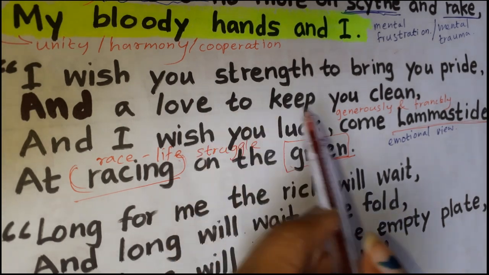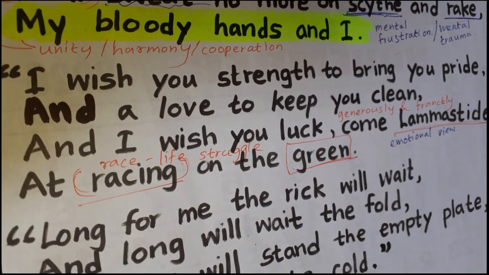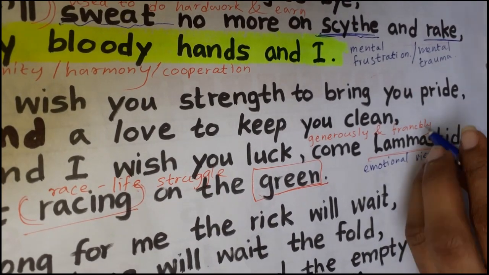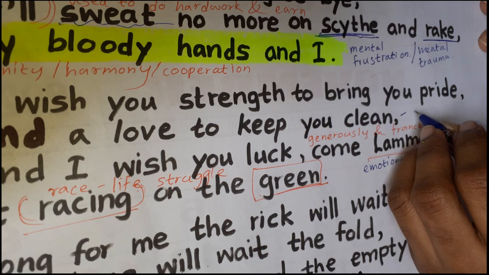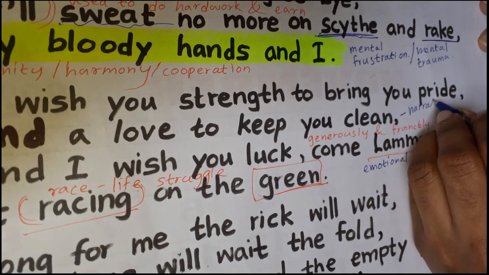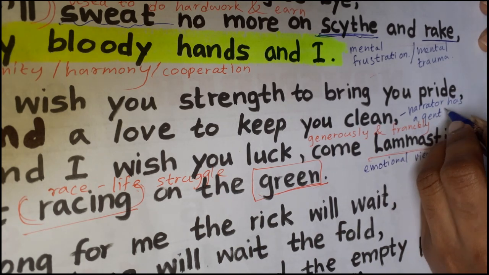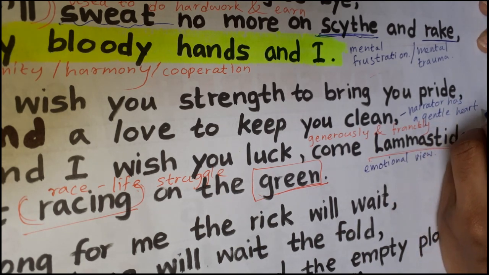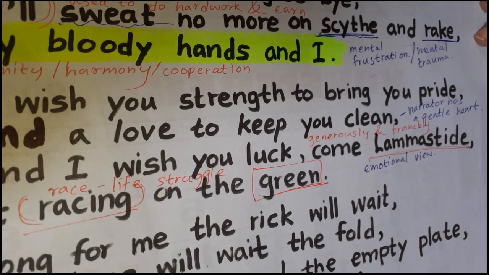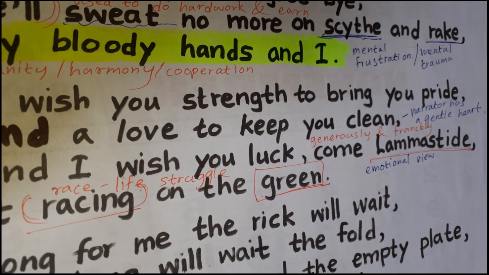So he kindly, frankly and generously wishes, and also this suggests that the narrator has a gentle heart. Though he has done a crime, killing his own brother, when somebody says that one brother has killed his own brother, we actually get angry with that person and we blame that person and we criticize that person.